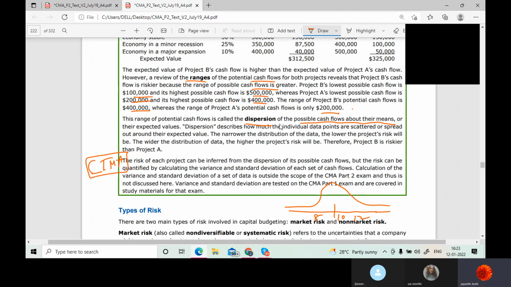So dispersion describes how much the individual data points are scattered or spread out around their expected value. As I said, this is the deviation. So there's a deviation of 2% here. That means above or below the mean, how far you are.